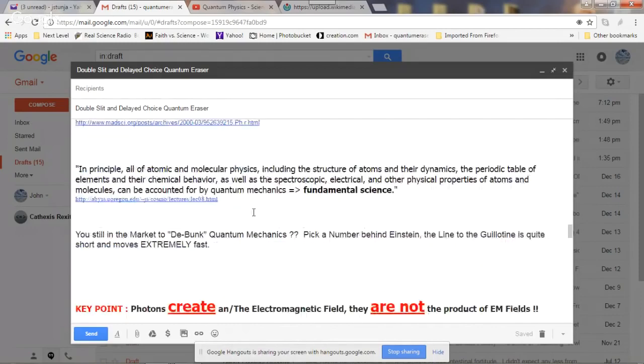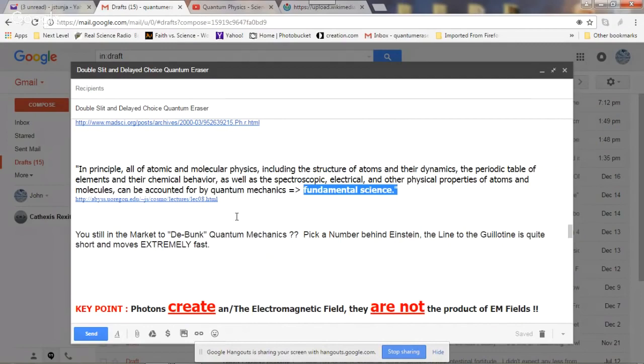So from the University of Oregon, in principle, all of atomic and molecular physics, including the structure of atoms and their dynamics, the periodic table of elements and their chemical behavior, as well as the spectroscopic, electrical, and other physical properties of atoms and molecules, can be accounted for by quantum mechanics.